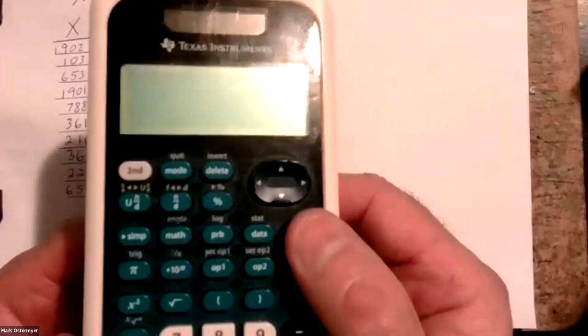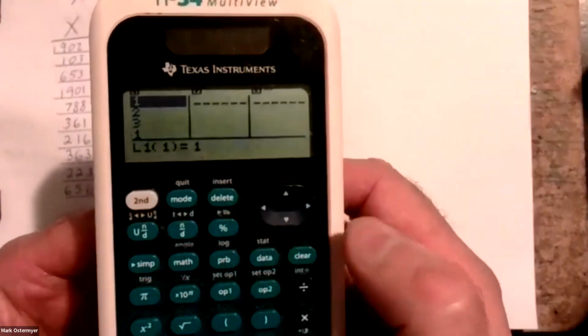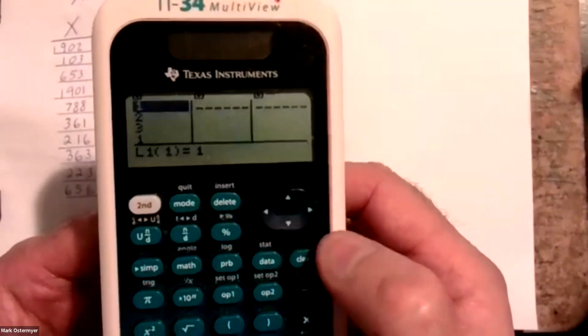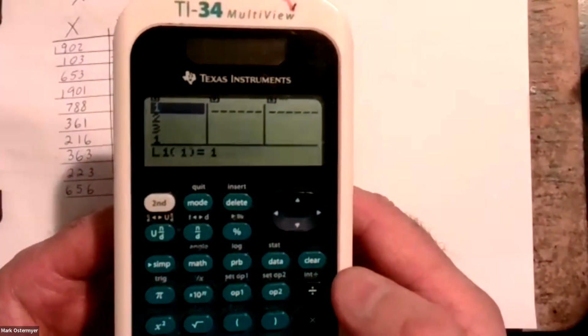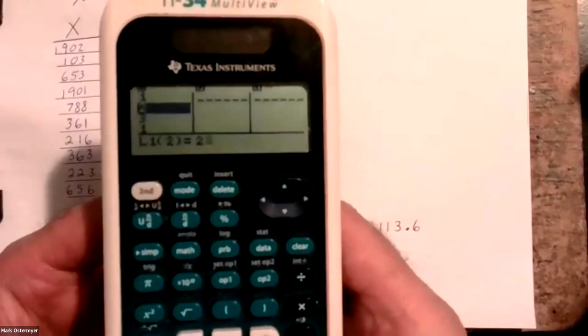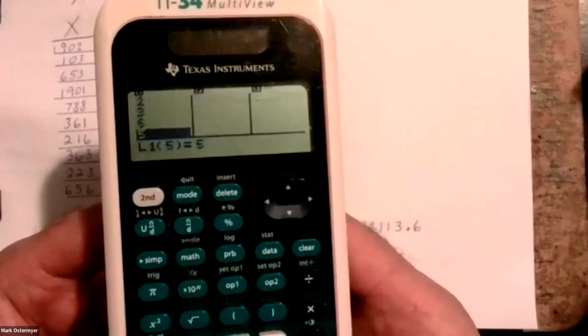Now, you hit your data key. This is on the TI-34 here. You hit your data key here, and then you can populate a list here. Now I'm not going to throw all these data points into this list here, but let me just put some data values in this list and just show you how to compute the variance, or excuse me, the standard deviation.